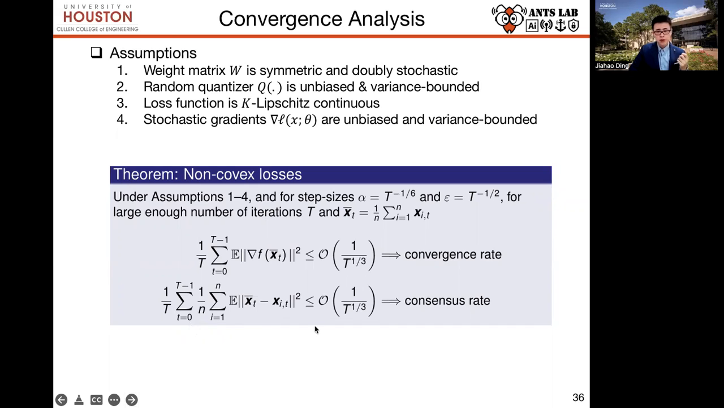And we show that both algorithms, for non-convex loss, have the same convergence rate and consensus rate here. The convergence rate means that the iterate generated by the algorithms can find a stationary point, and the consensus rate means the local models will be close to each other.